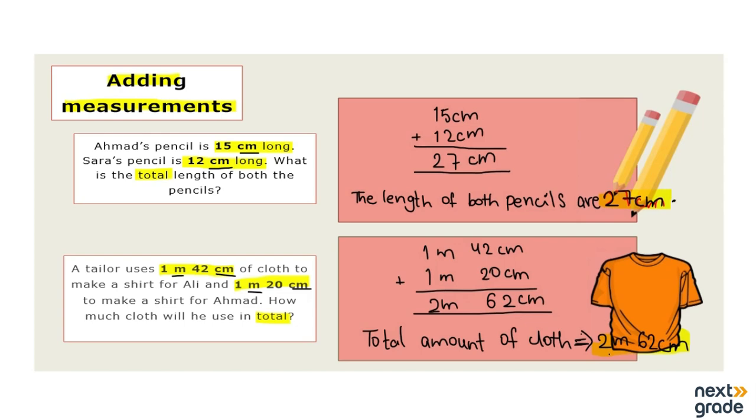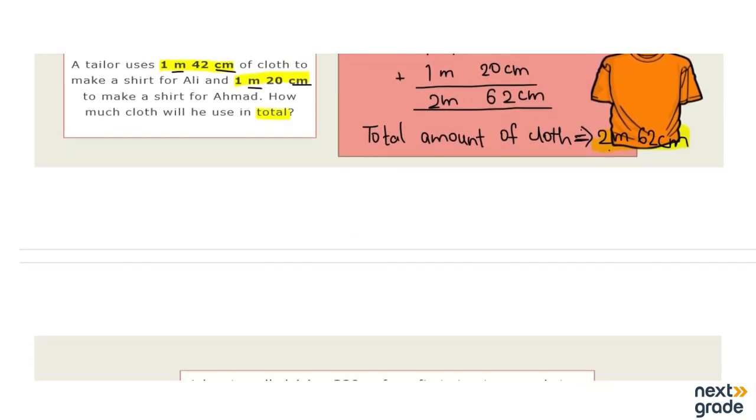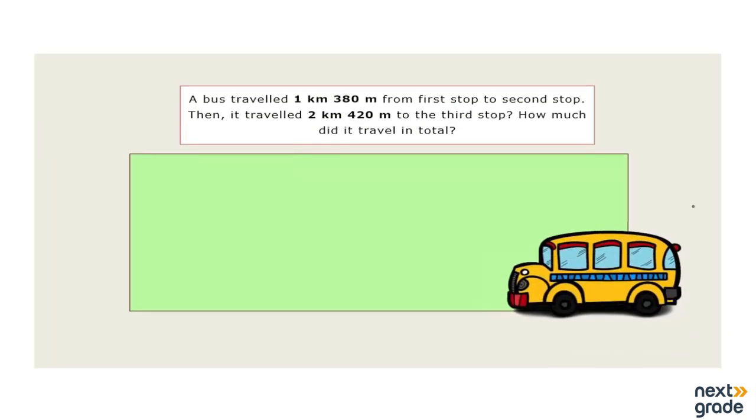Let's move on to the next slide and do the addition part with some more of the units. ठीक है, तो इसमें you can see that we have kilometers and meters. ठीक है, so let's read the question together. And a bus traveled 1 kilometer 380 meters from first stop to second stop. ठीक है, एक स्टॉप से दूसरे स्टॉप पे इतने किलोमीटर्स उसने मीटर्स जो हैं वो ट्रैवल किया.